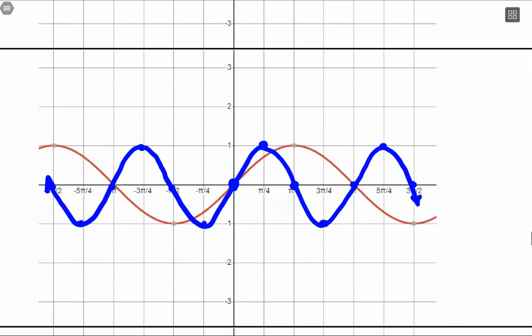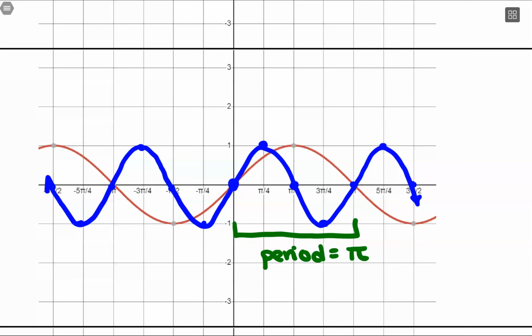So the midline stays exactly the same. The midline is not moving. The amplitude is still 1, so that's not changing. What is changing is the period of our graph. Where the period before is 2 pi, now we're seeing the period occur in just pi. So our period is now equal to pi instead of 2 pi.